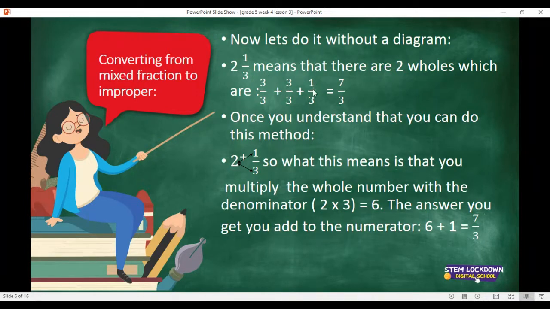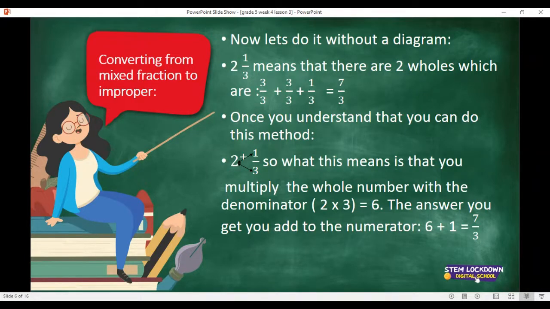So how do we add? We said yesterday that we do not add the denominators. We only add the numerators. So the numerators are 3 plus 3, which is 6, plus 1, which is 7. The denominator remains the same. Our answer here is 7 over 3. So that is the first way of doing it.